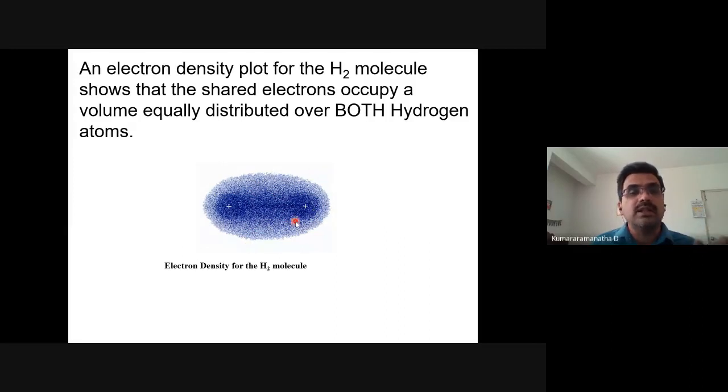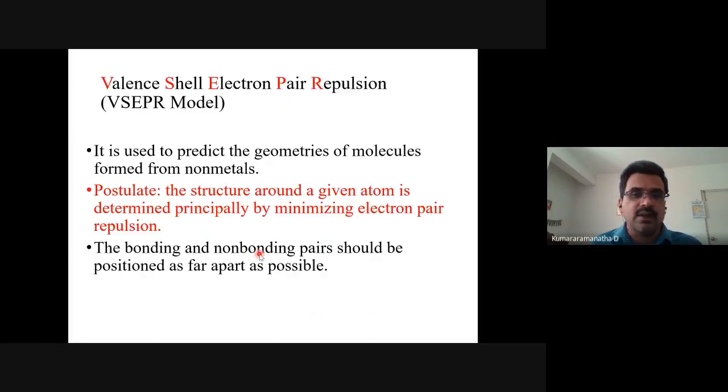Now you see that you are no longer writing plus and minus. You are writing it as electron density, and you see that here the probability of finding the electron is more as compared to here. So we write some distributions, showing how electron density is placed between two hydrogen atoms. This is the electron density for the hydrogen molecule.